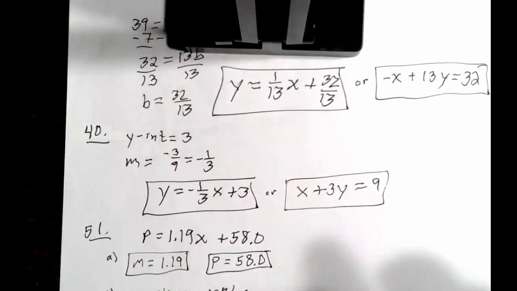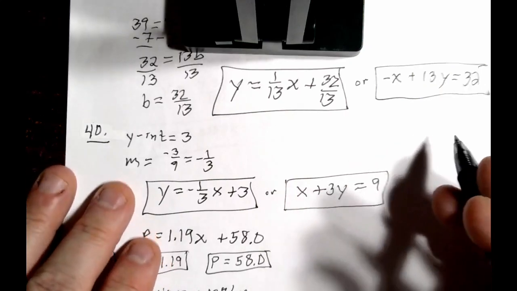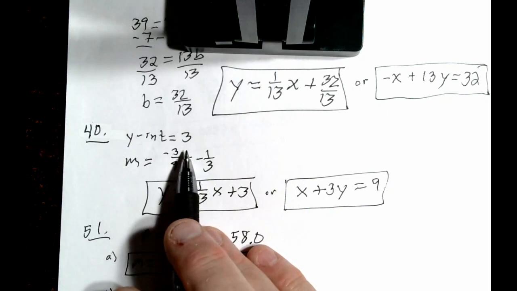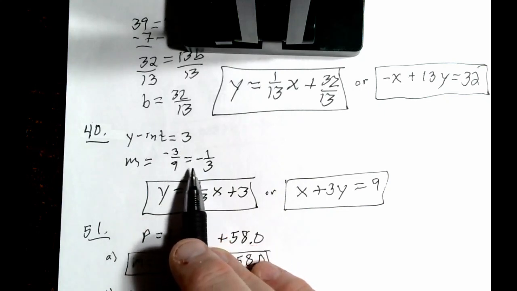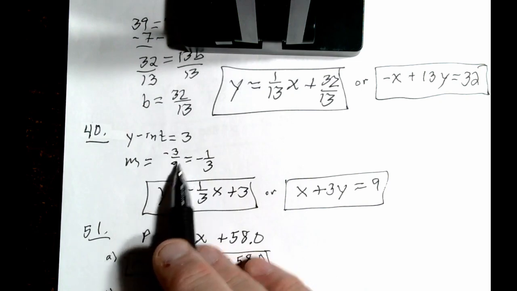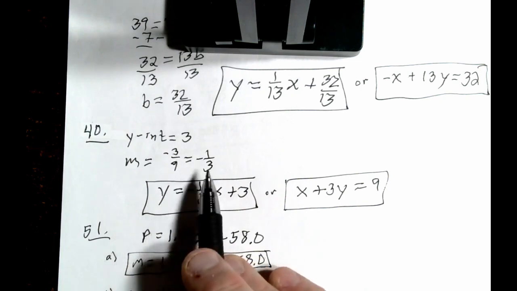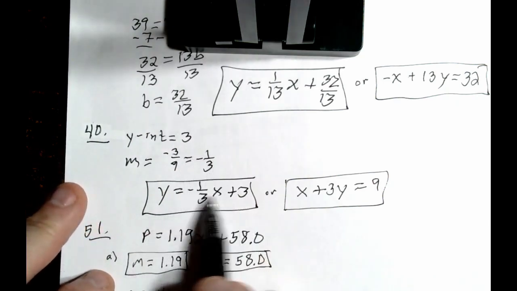Alright, so number 40, they give you a picture and they say write the equation of a line. When you look at the picture, you see that your y-intercept is 3, and if you drop 3 units and run to the right 9, you get -3/9 is your slope, okay, which is minus 1/3. So minus 1/3 and 3, there's your answer.